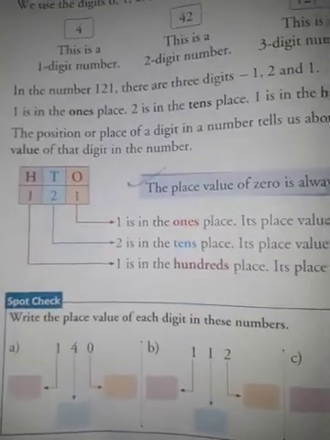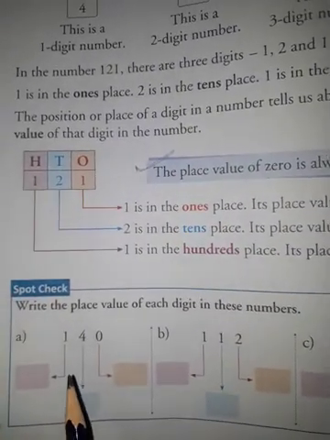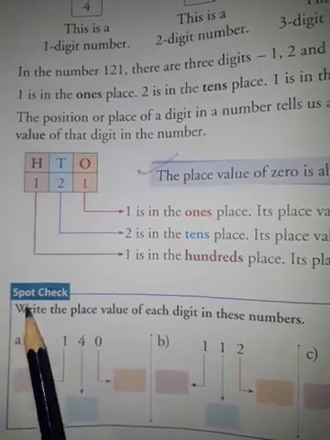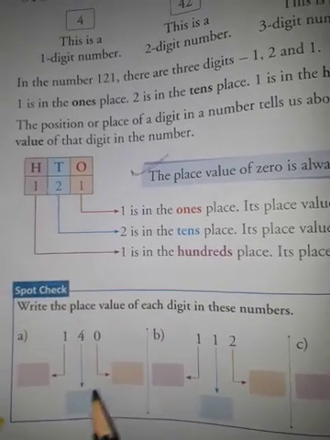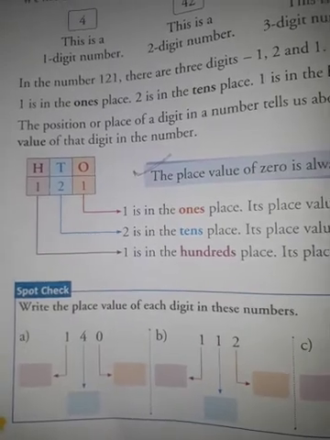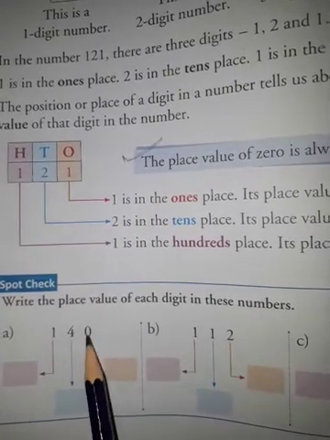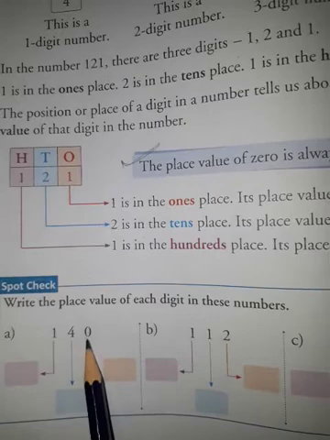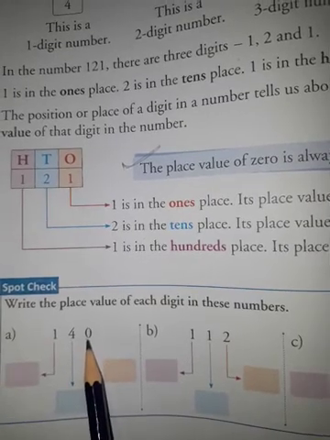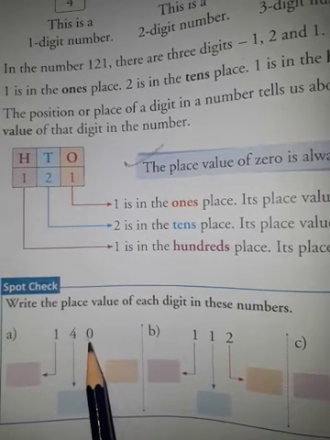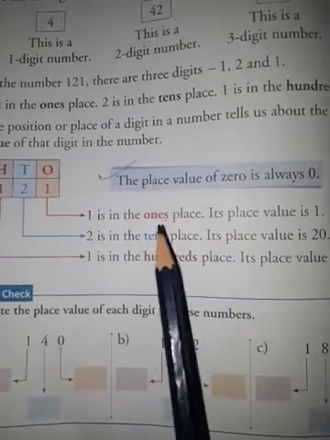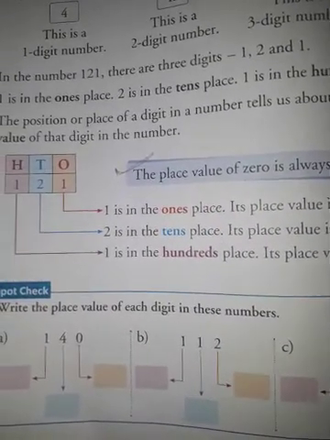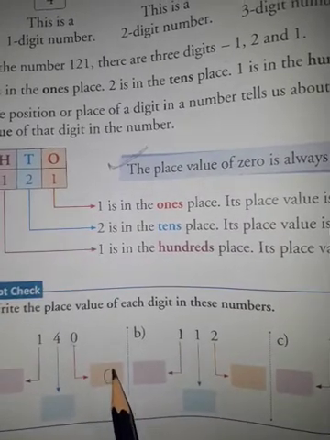Let's do something. Spot check. Write the place value of each digit in these numbers. So this is the time of practice. So 0. In which place is the 0? Ones place. But you know that 0 is always 0. The place value of 0 is always 0. So you write here 0.